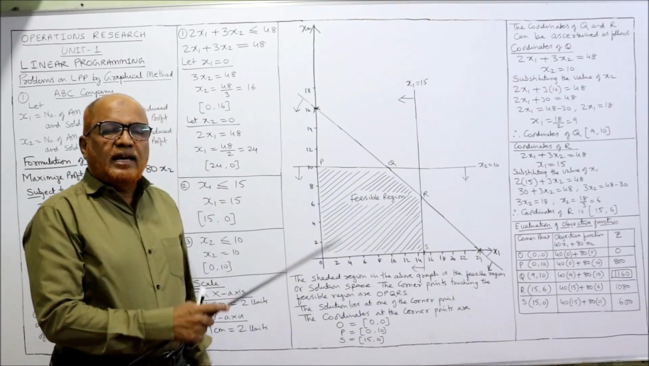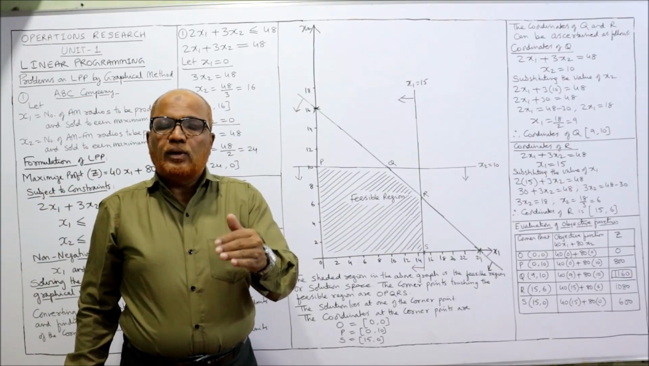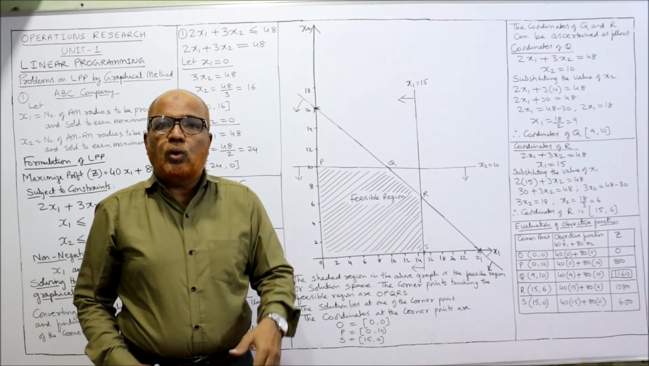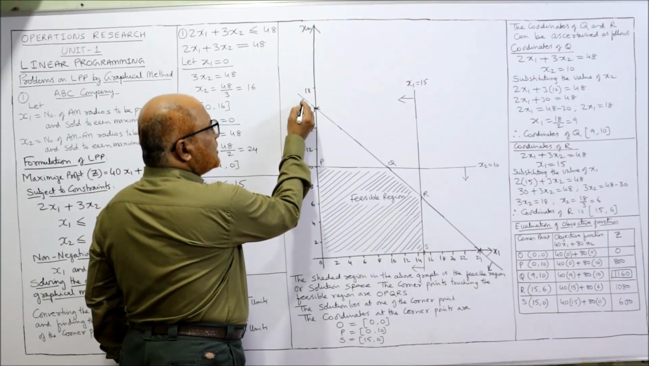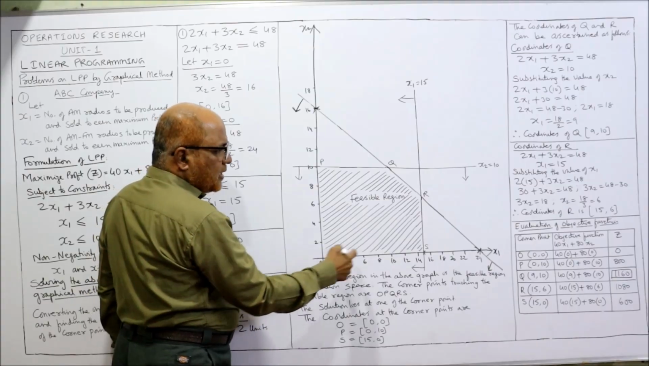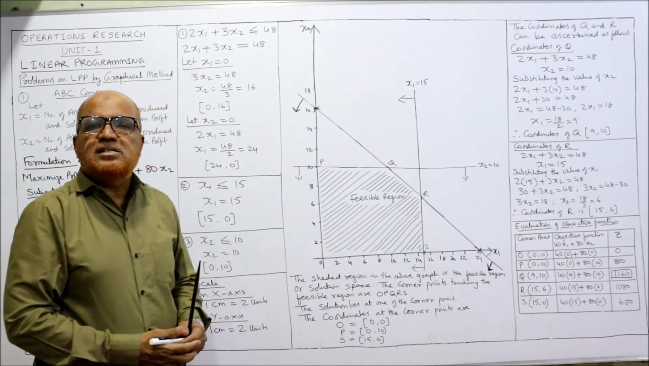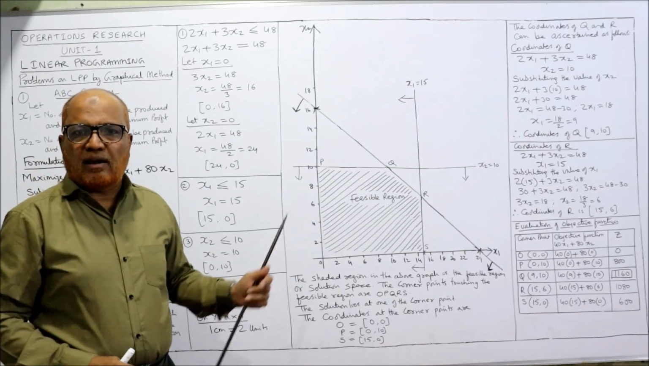Now, is it less than equal to or greater than equal to? Less than equal to. Less than equal to means towards the origin. So here you have to draw this arrow mark towards the origin. Origin is this one. So here also put an arrow mark towards the origin. This is the first line on the graph.